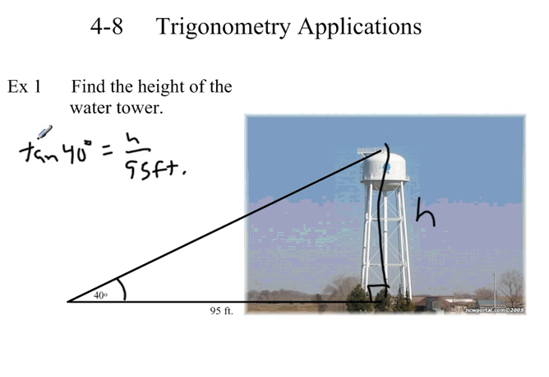And if we find tangent of 40 degrees on our calculator, don't forget, make sure you're in degree mode. Multiply that by 95, we have our height. So the height of that water tower, I should say, is about equal to about 79.7 feet. All right, good. So we have a method of measuring the height of that water tower without actually climbing up and putting our lives at risk. Let's look at another example.